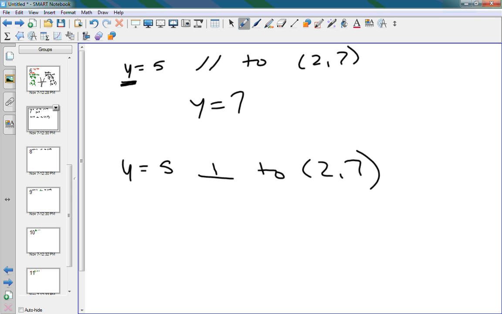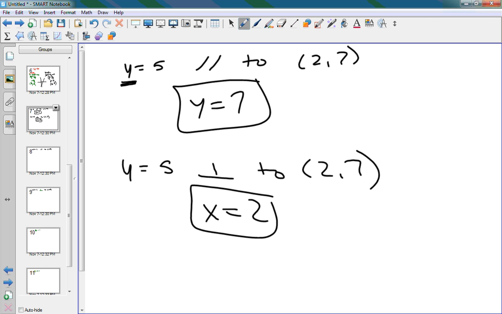So what's perpendicular to y equals 5? Negative 1, but oh, come on, guys. Y equals 5 is horizontal. So what's perpendicular to horizontal? Vertical, which means I don't want y, I want x. So this is going to be x equals 2. Okay? Do we understand that? Yes? Okay.